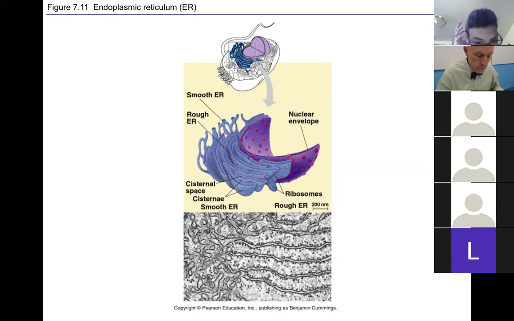Sorry, could you repeat that? Sure. They're called rough ER because under the microscope they look rough. They've got ribosomes on them. And the job of ribosomes is always protein synthesis. So they're found in the ER. This is where the primary structure of the protein comes together, on the ER.